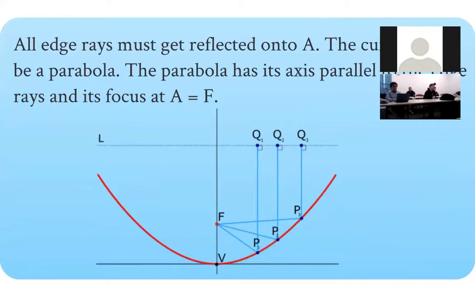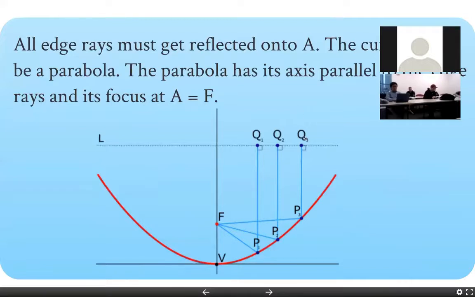To review the parabola, the definition of a parabola is that any ray, any line that's drawn parallel to the axis of the parabola, after reflecting off the parabola, will end up at its focus. So Q1, P1 goes to F, Q2, P2 goes to F, Q3, P3 goes to F. So any ray that comes parallel to the axis of the parabola. So that's the axis of the parabola, okay?